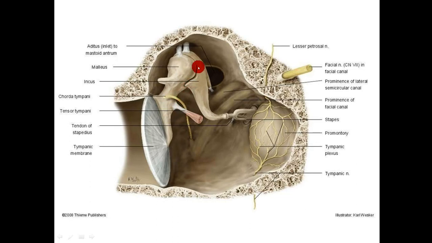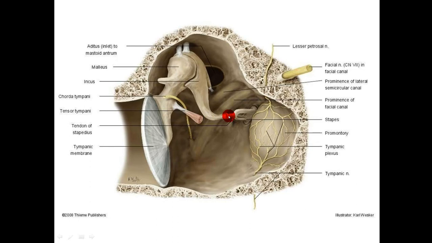And you can see here this is the body of the incus, which has a short process and a long process, and the long process is the one which is going to be articulated with the head of the stapes. The stapes has one head, a neck, two arms and a footplate. Again, the malleus has a head, a neck, and a handle, and it has an anterior process and a lateral process. The incus has a body, a long process and a short process. The body will articulate with the head of the malleus, and the long process will articulate with the head of the stapes.